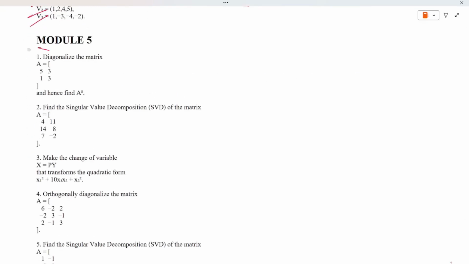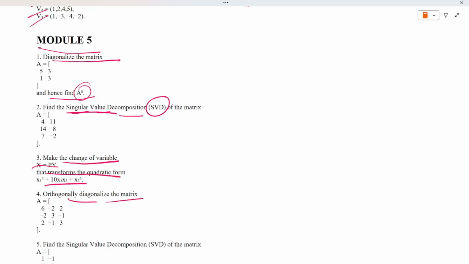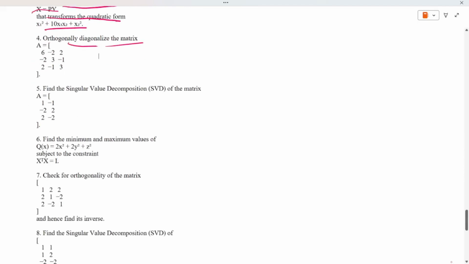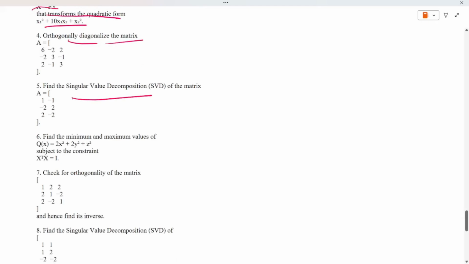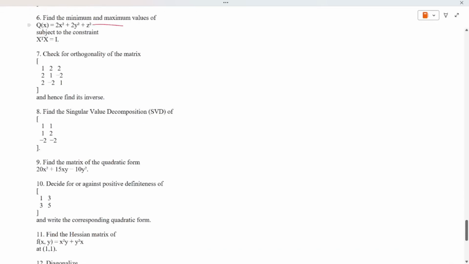And next is module 5. If you see, in module 5, diagonalize the matrix A, and find the SVD, that is the singular value decomposition of the matrix. And next is the change of variable x equals Py that transforms the quadratic equation they have given. And next is orthogonally diagonalize the matrix. And next is find the SVD, and again find the minimum and maximum values of Q of x subject to x transpose x equals 1, that is identity.